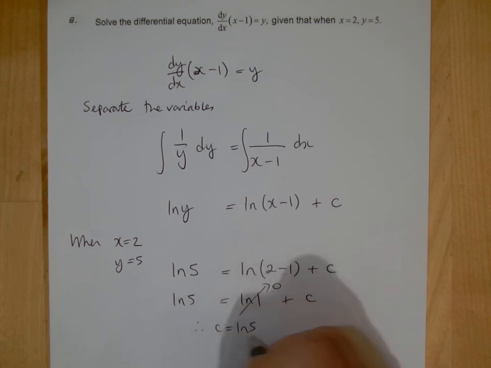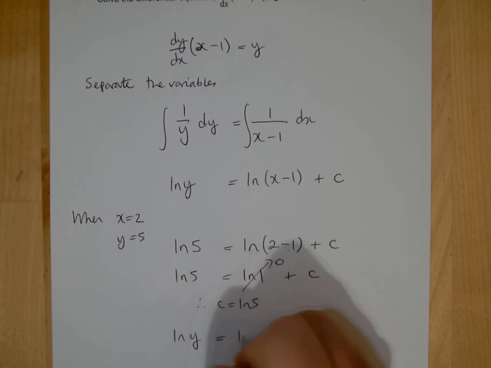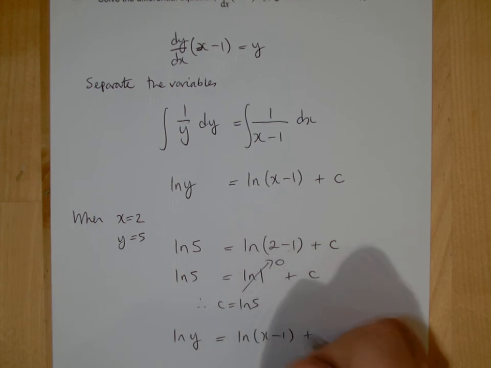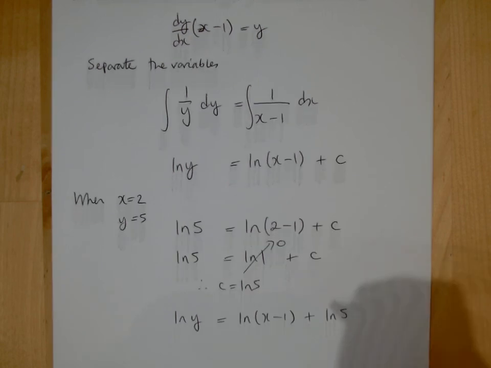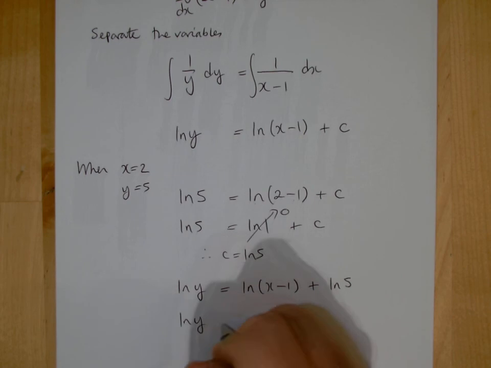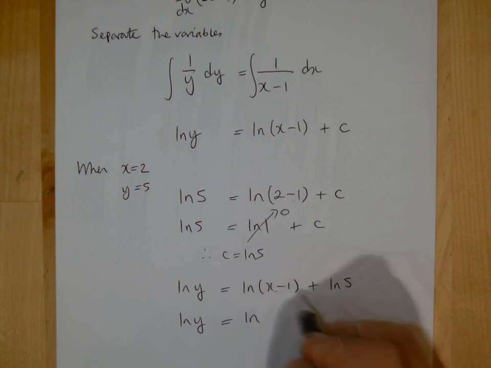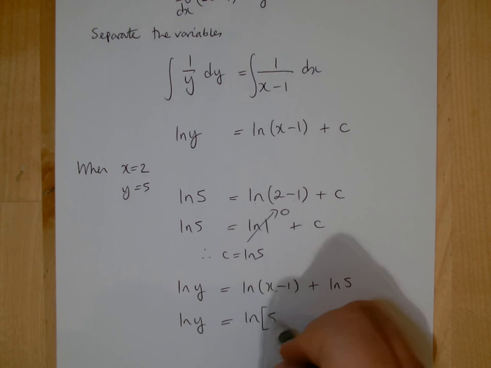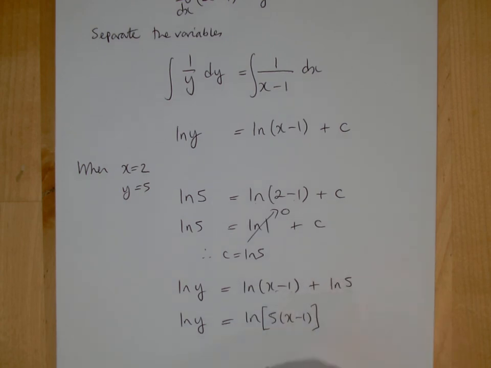Now, don't be tempted to work that out on your calculator and get a horrible decimal. Leave it like that. So we have ln y is equal to ln(x - 1) plus your constant, which is ln 5. And remember the rule of logarithms: when you're adding two logarithms together, you multiply the terms, so you can put them as a single logarithm. These two multiplied together will become ln of 5 times (x - 1).